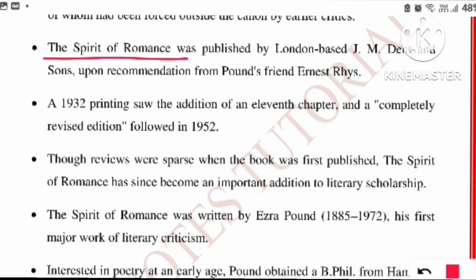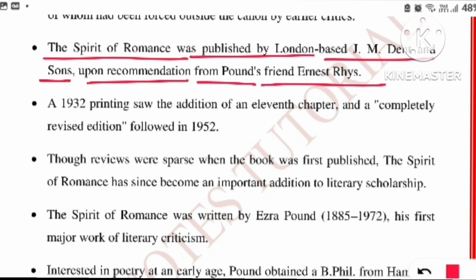The Spirit of Romance was published by London-based J.M. Dent and Sons upon recommendation from Pound's friend Ernest Rhys. So from this highlighter you might get a question: who requested the publication of The Spirit of Romance to J.M. Dent and Sons? The answer is his friend Ernest Rhys.